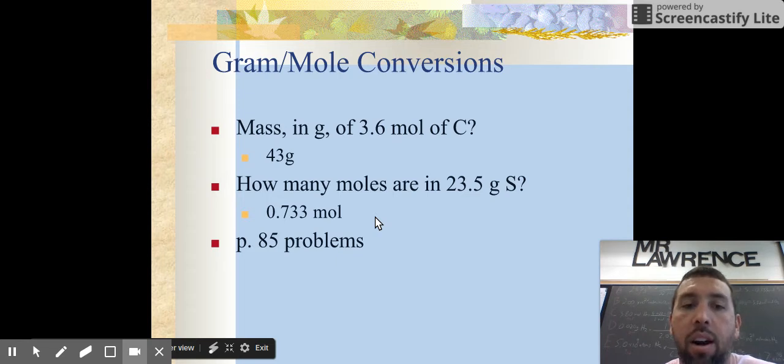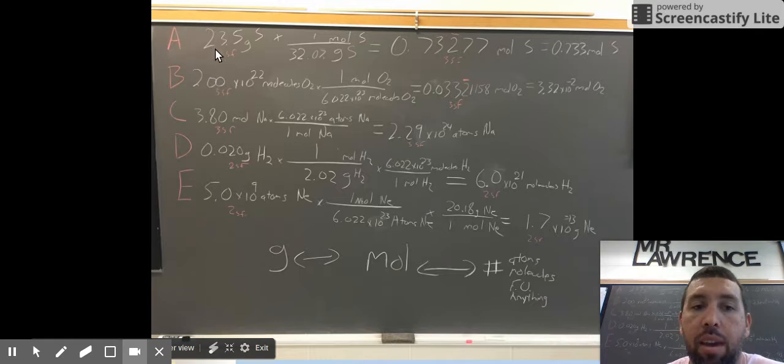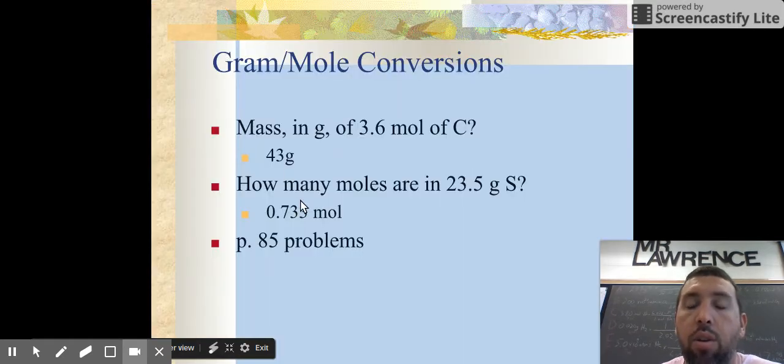So again, we're in chapter 3, section 3, talking about conversion problems going from grams to moles, and then also now moles to number of particles, number of atoms, or number of molecules. So on the screen here, you'll see the problems that we did yesterday in class. How many moles are in 23.5 grams of sulfur? On this next screen, you'll see me working out the problem again.